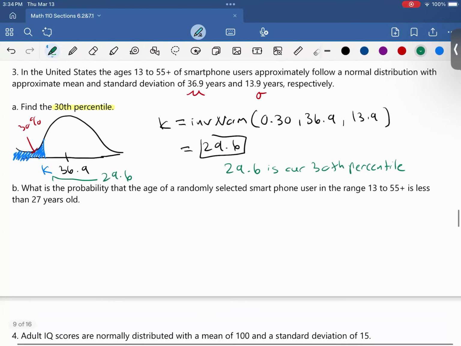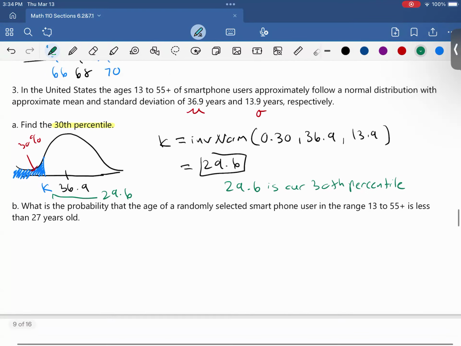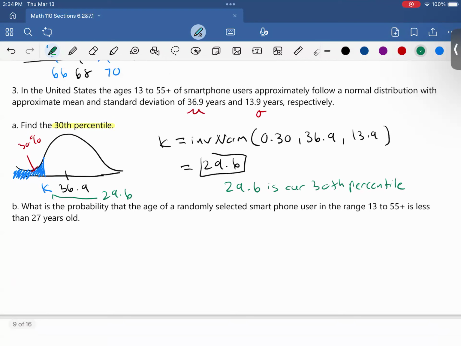All right, so let's move on to question B. Question B is what is the probability? So now we're trying to find the probability again that the age of a randomly selected smartphone user in the specified age range is less than 27 years old. Okay, so now we're jumping back to probability and let's go ahead and draw that distribution.